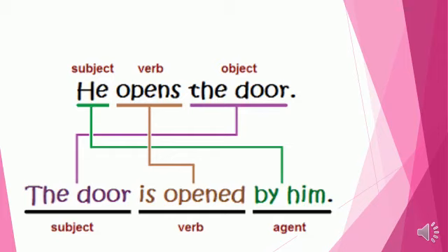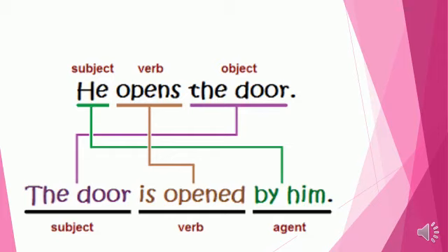So, he opens the door. This is active. If we want to change it into passive, it will be the door. This is the object. The door is opened. Why do we get is? Because opens is in the present simple. So we get the verb to be in the same tense of the verb. Okay. So the door is, and the past participle of open will be opened. But the door is opened by him. Okay, we can say by him or we cannot say.